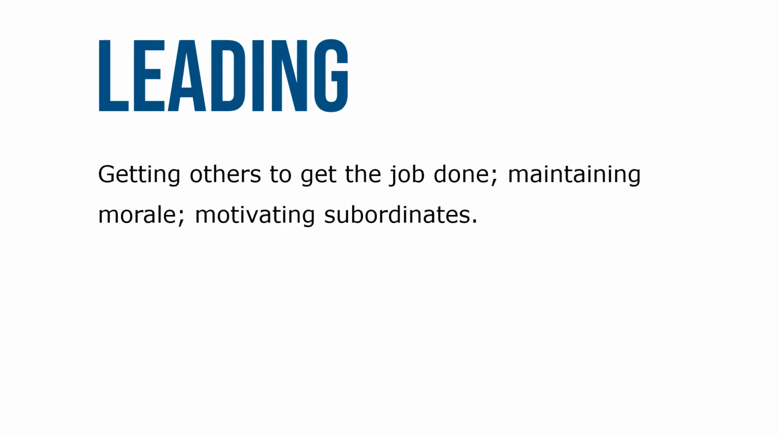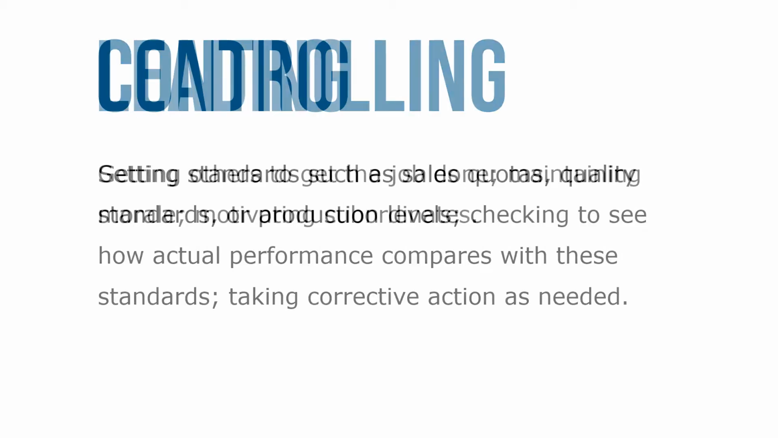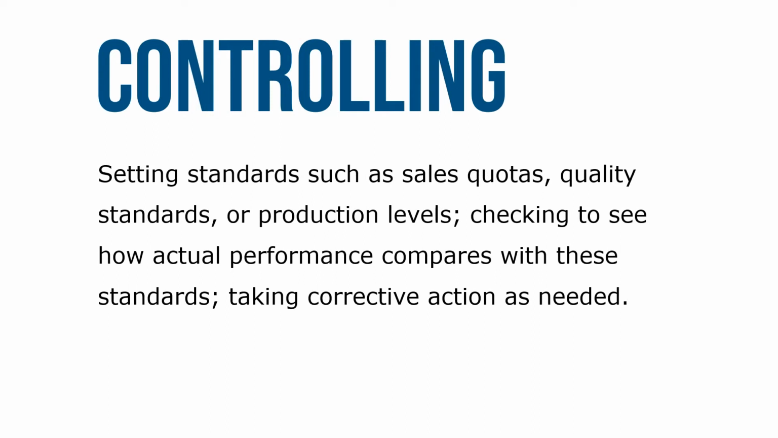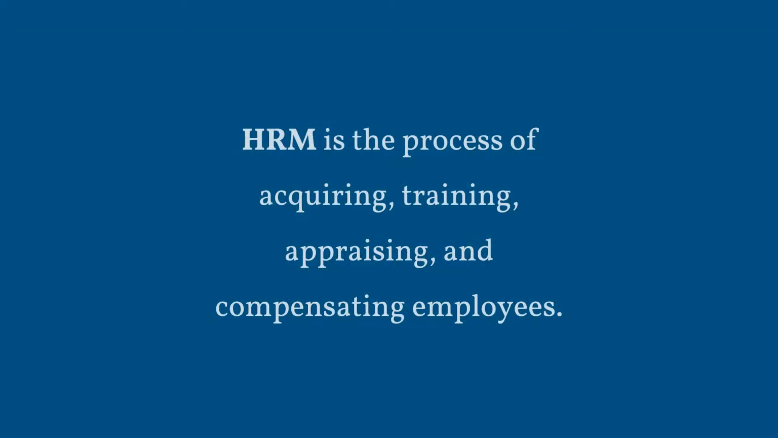Getting others to get the job done, maintaining morale, and motivating subordinates. Setting standards such as sales quotas, quality standards, or production levels, checking to see how actual performance compares with these standards, and taking corrective action as needed. Human resource management is the process of acquiring, training, appraising, and compensating employees.